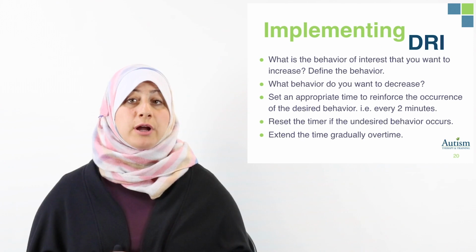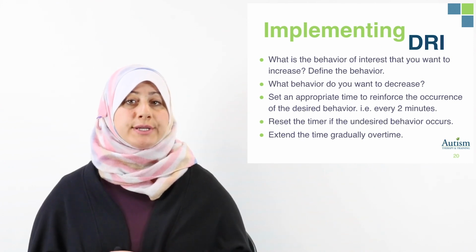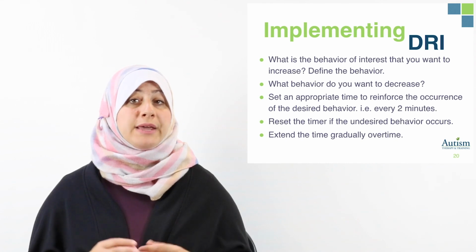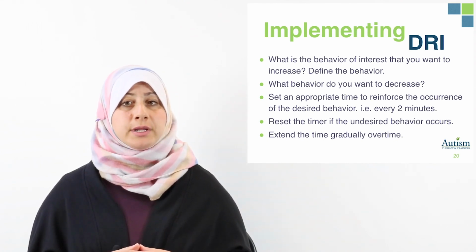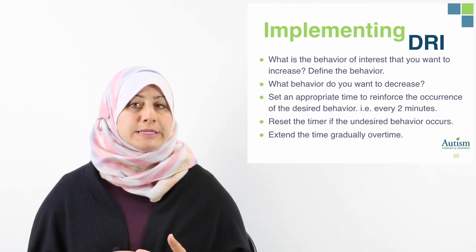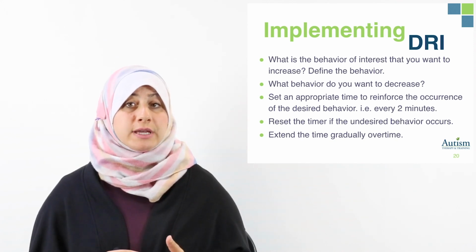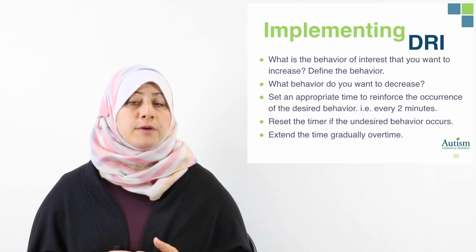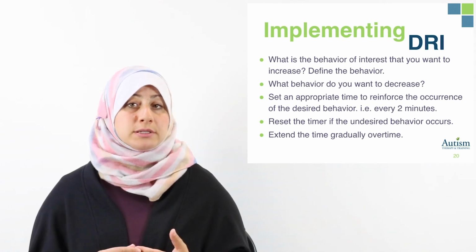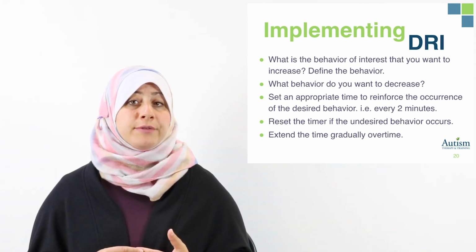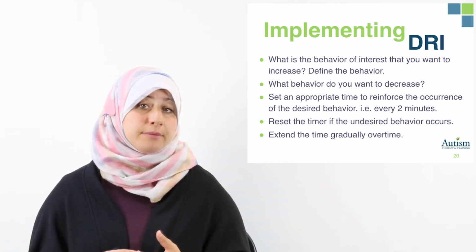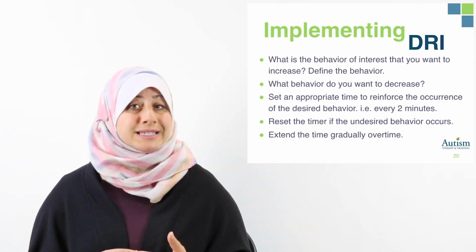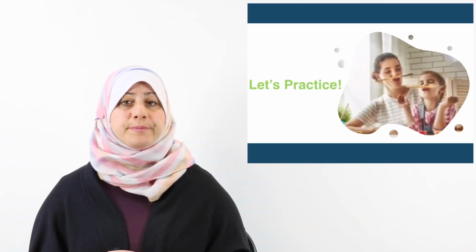What is the behavior of interest that you want to increase? The behavior needs to be defined. What behavior do you want to decrease? Define that behavior. You'll need to set an appropriate time to reinforce the occurrence of the desired behavior. For example, every 2 minutes. If the undesirable behavior occurs, what happens? Maybe the timer is reset, and the time needs to be extended gradually over time.